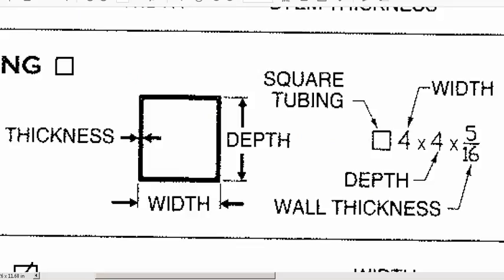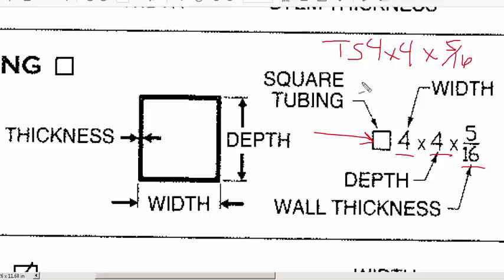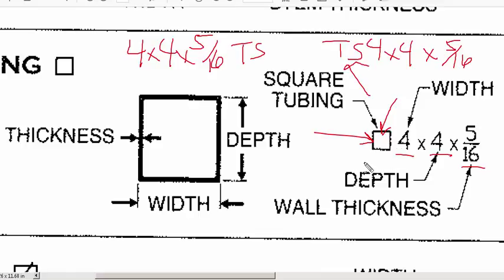You're going to see width, depth, and wall thickness. Not a big deal. But you don't see this little symbol used nearly as much as you see this used. You can either see TS 4x4 by 5/16 for tube steel, or you can see 4x4 by 5/16 TS. So you don't see the square block used that much. You do see the TS used a lot more commonly in a lot of fabrication because it stands for tube steel.